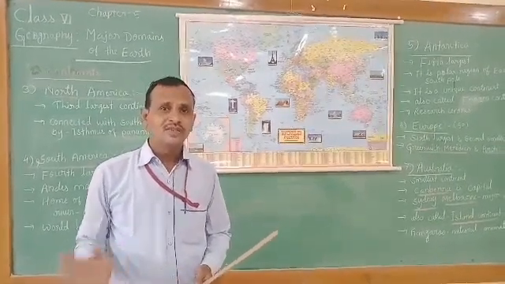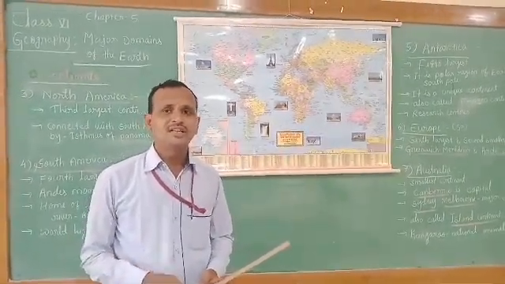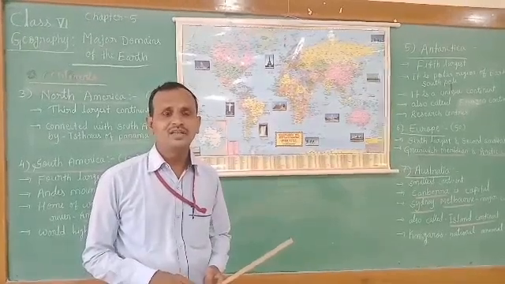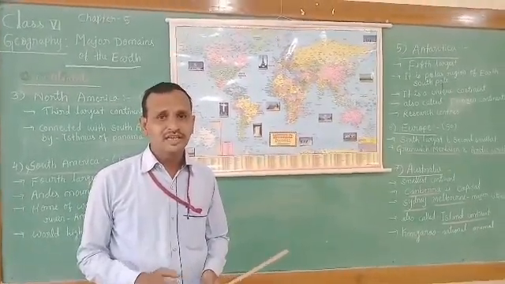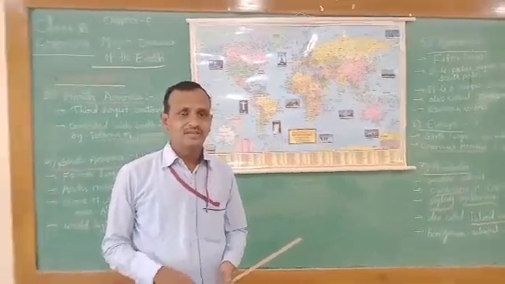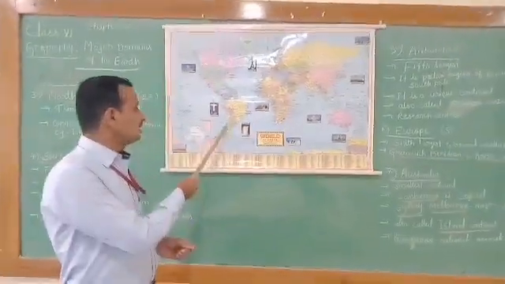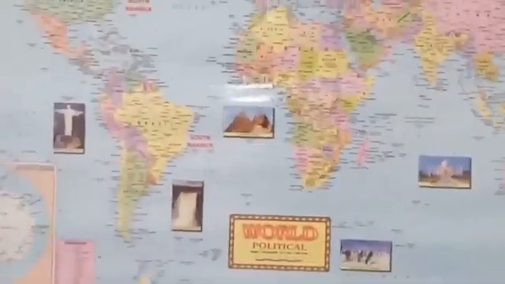Already in the previous class I explained that the Nile River is the longest river in the world, but the Amazon is the second longest river in the world. The Amazon comes in the South America continent. And this is the detail about the continent South America.